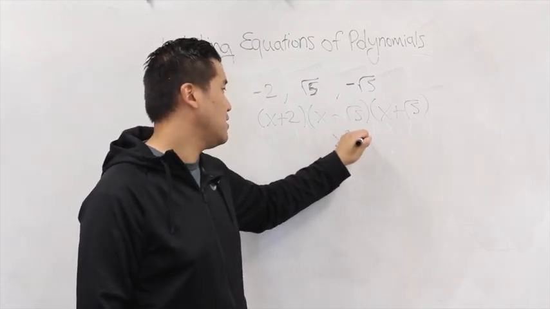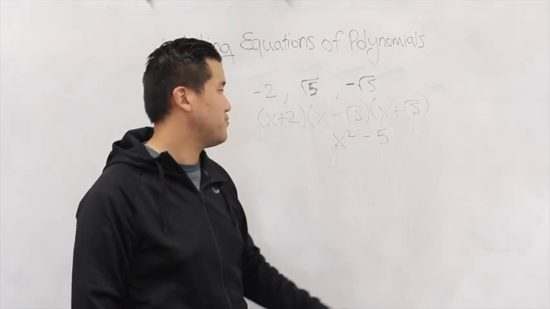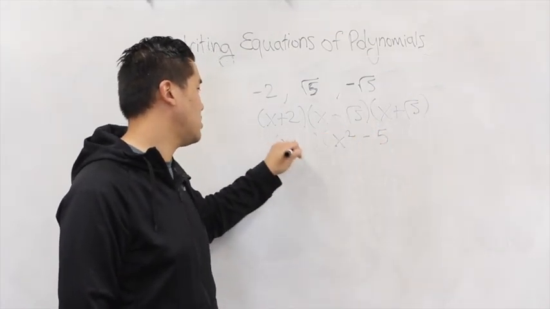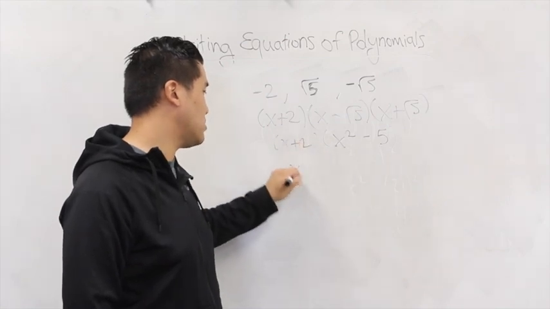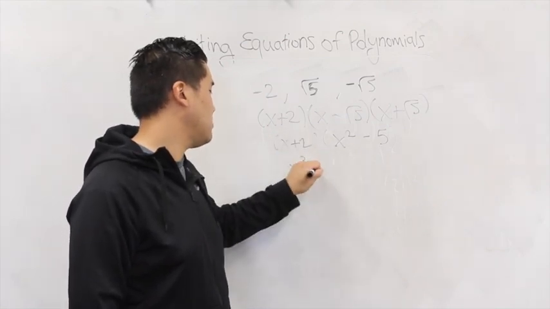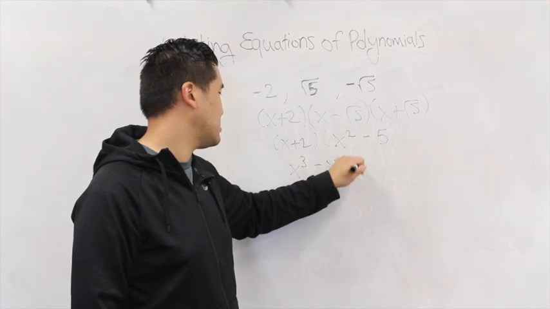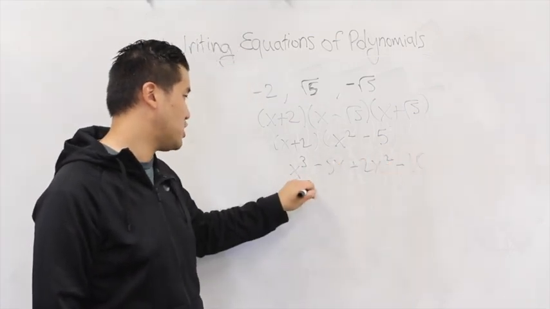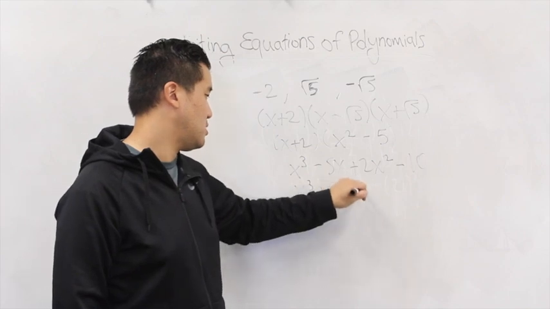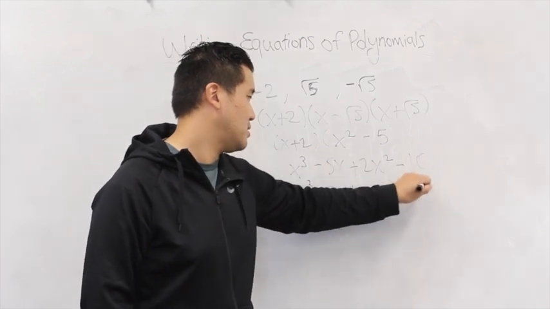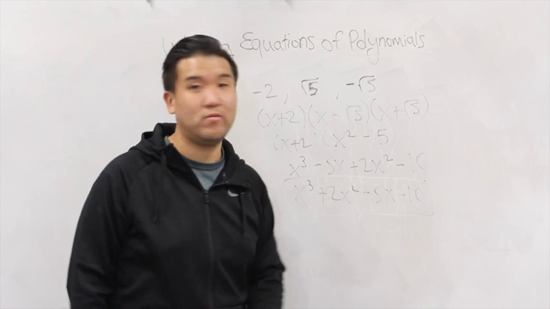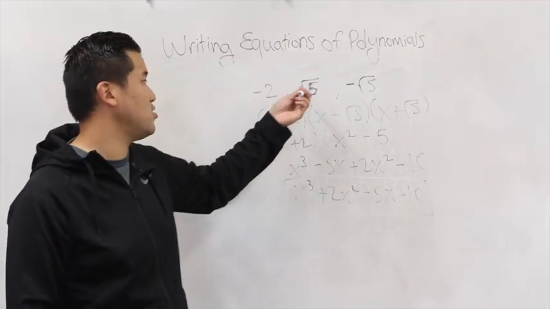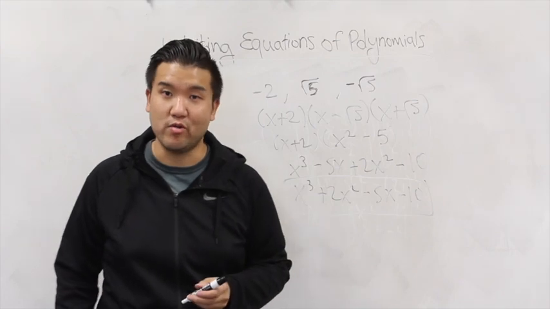So you have x squared minus 5. And then here you have x plus 2. And then we just FOIL it out. So you have x cubed minus 5x plus 2x squared minus 10. And then let's rearrange it a little bit. And then we get that. We are good to go. This polynomial function will have x-intercepts of -2, square root of 5, and negative square root of 5.